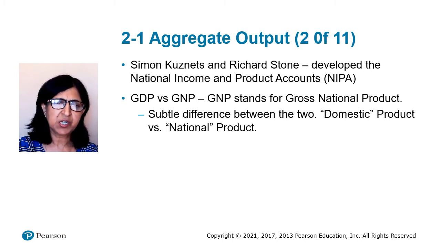GDP versus GNP. GNP stands for Gross National Product. You may come across another term, Gross National Product or GNP. There is a subtle difference between the two: domestic product versus national product. Gross domestic product refers to output produced within the boundaries of a country, whether it is by domestic or foreign firms, whereas gross national product refers to output produced by the nationals of a country, whether it is produced within the country or abroad. Do not worry about this for now.